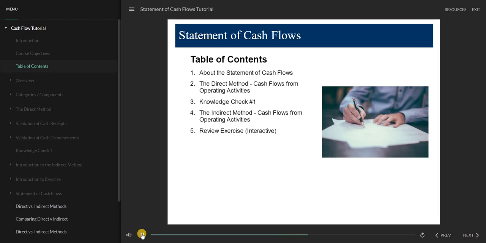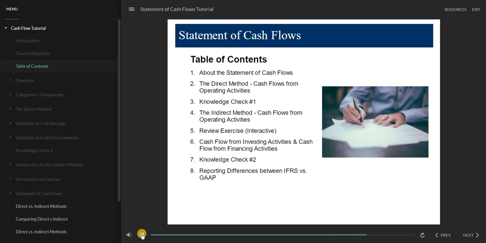We will then continue by showing you how to complete cash flows from investing and financing activities. And this will be followed by a second knowledge check. After this knowledge check, we will explain the reporting differences between IFRS and US GAAP, and a brief summary of our achieved objectives. You will then be prepared to take your CPE credit examination for this tutorial.